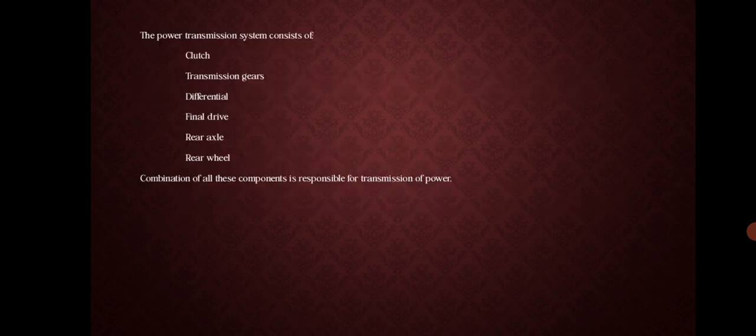The power transmission system consists of clutch, transmission gears, differential drive, final drive, rear axle, and rear wheel. The combination of all these components is responsible for transmission of power. So first, in this, let's see about the clutch.